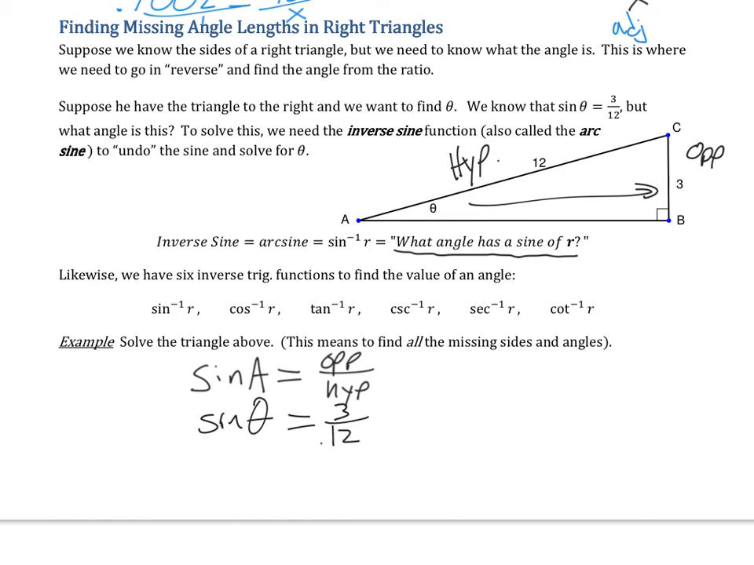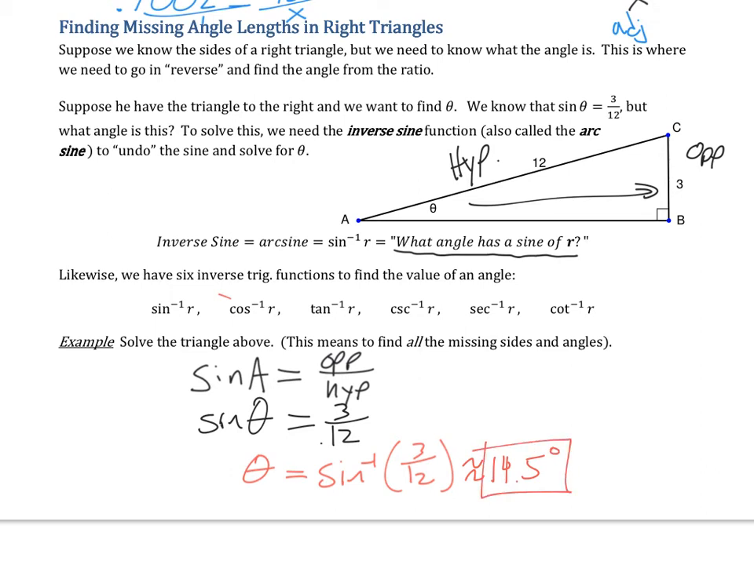Now, we're asking ourselves this question. What angle has the sine, in this case, of theta? So what angle has a sine of theta? That is the inverse sine. So we want to find out what the inverse sine of 3/12 is. And make sure that we have it in degrees. In this case, that is probably a good way to go. So this is approximately 14.47. We'll round it off to 14.5 degrees.